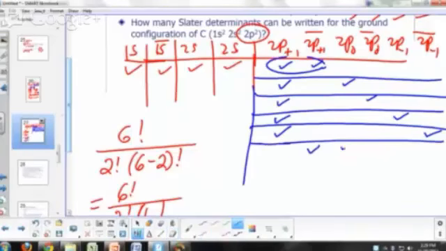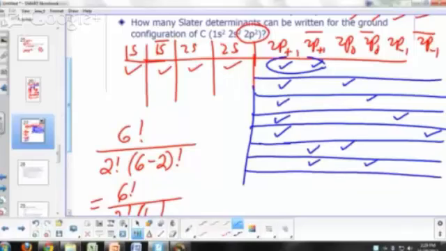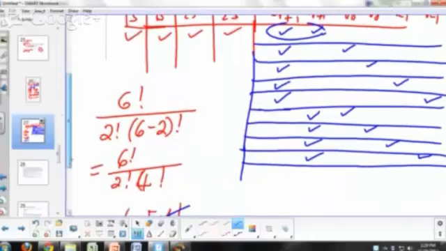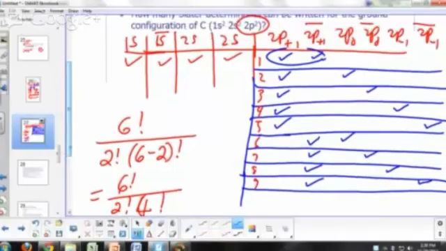We have 2p plus 1 bar, 2p0. What's the next one? 2p plus 1 bar, 2p0 bar. What's the next one? 2p plus 1 bar, 2p negative 1. The next one would be 2p plus 1, 2p negative 1 bar. How many ways do we have so far? Yeah, 1, 2, 3, 4, 5, 6, 7, 8, 9. 6 more to go. What else can we do? 2p0, 2p0 bar. So that's number 10.